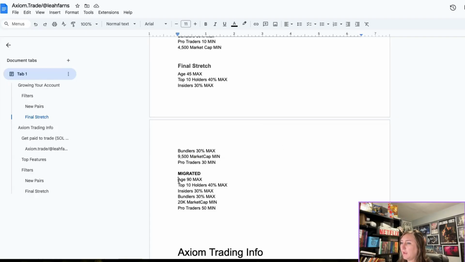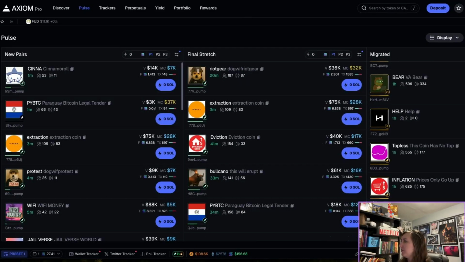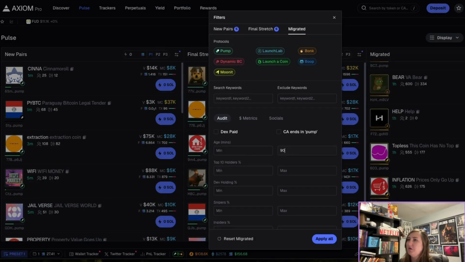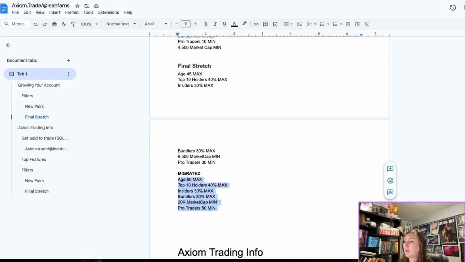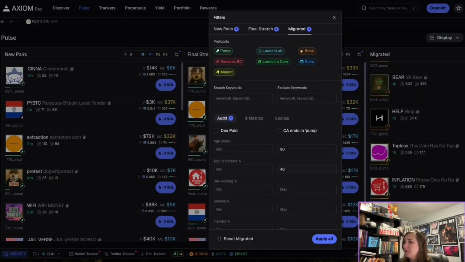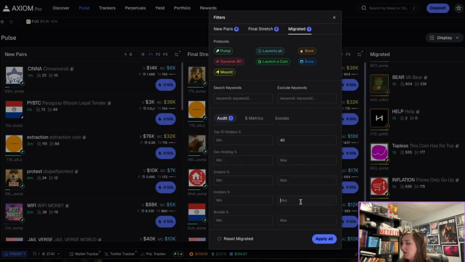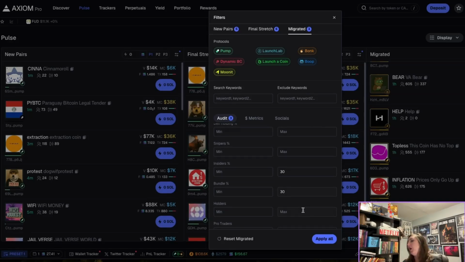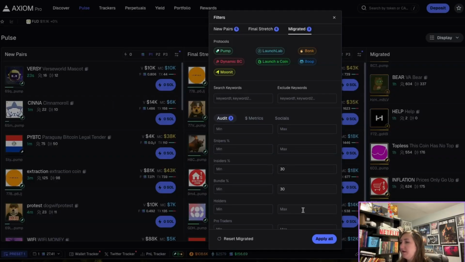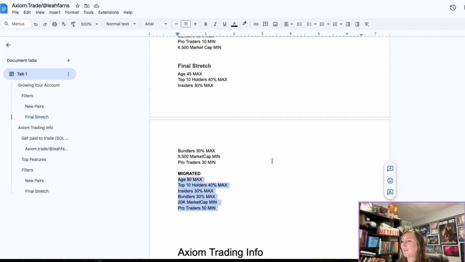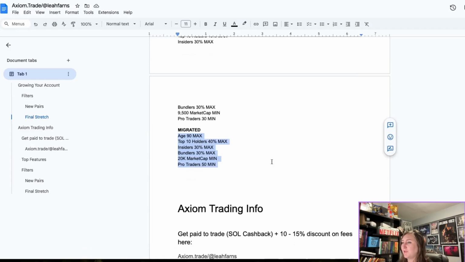As for migrated, age is 90 max. So I'll go ahead and put 90 max in here. We'll put a 40%. So bundles, insiders, I usually keep around the same. Like I said, we don't want a high percentage of bundle. We don't want high insiders. We don't want high holders. Why is that? Because then the coin can dump on you. Okay. It can instantly dump on you in a second. So you could put 0.1 SOL and it'll be gone.